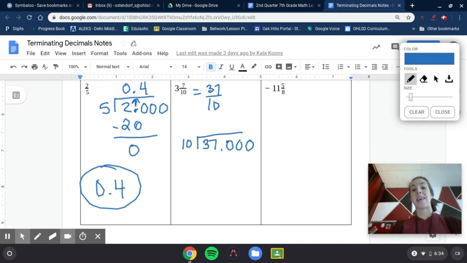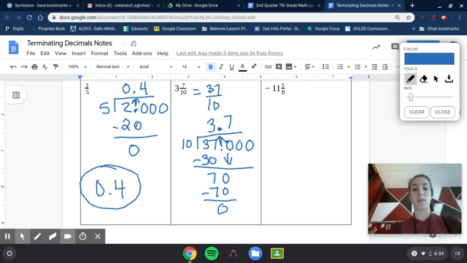Okay, 10 can't go into 3, so I could put a 0 up there, but I'm just going to move on to the next number. 10 can go into 37 3 times, which is 30. Minus that is 7. I'm going to bring up my decimal and then bring down my next number, which happens to be 0. 10 can now go into 70 7 times, which is 70. Minus that is 0. So we have a remainder of 0 now, which means this decimal is terminated, which also means that 37 over 10, or 3 7/10, is 3.7.